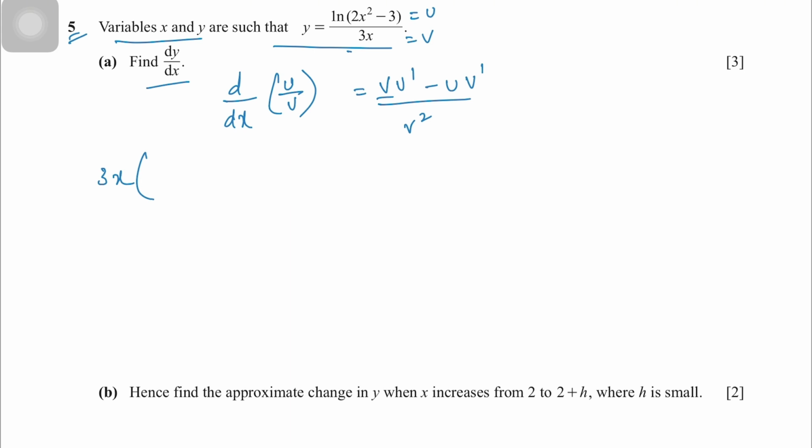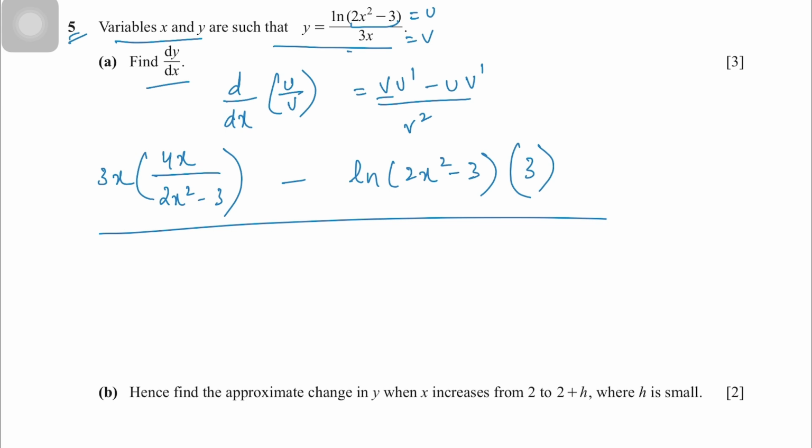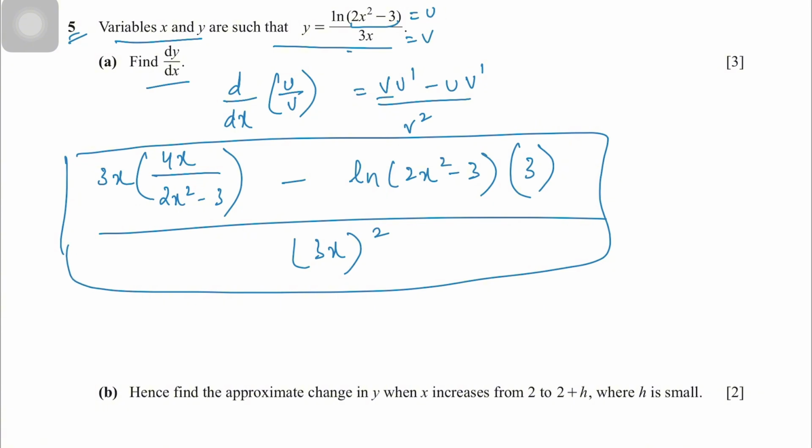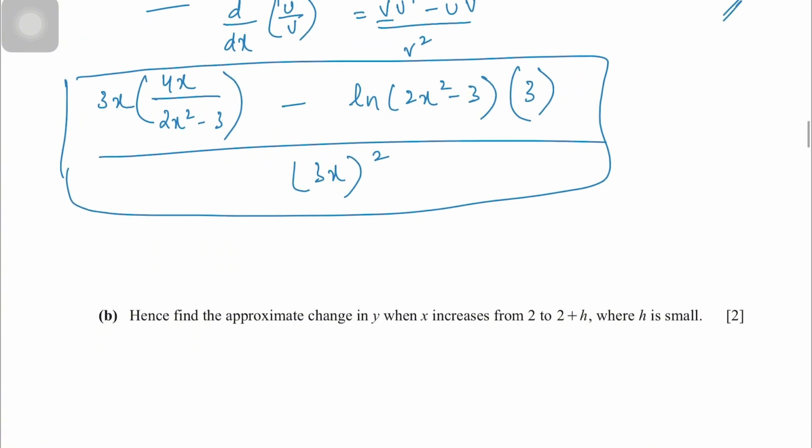We have to differentiate it. The differentiation of the function comes in the numerator, so this would be 4x, over the function comes in the denominator, 2x squared minus 3. Then this would be ln as it is, and then v dash would be multiplied, so this would be the 3. Then we have our denominator as 3x whole square. We can leave it over here, since it's a small question and lesser marks.